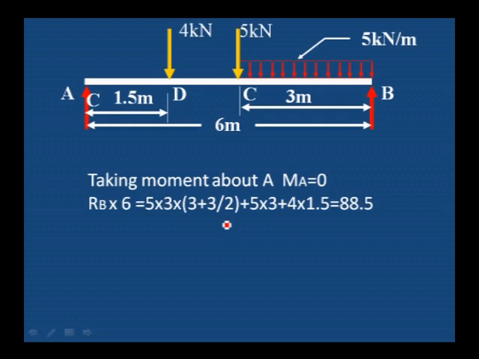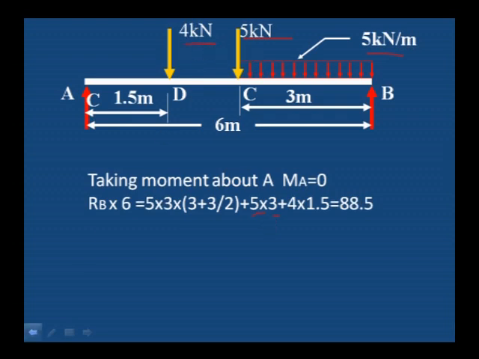3 plus 3 divided by 2, 5 into 3 into 3 plus 3 divided by 2. This is the moment due to uniformly distributed load. Next is the point load 5 kilonewton, which is acting at a distance of 3 meter from A. A to C distance is 3 meter, 5 into 3, distance 3 meter. This is the moment due to 5 kilonewton load.